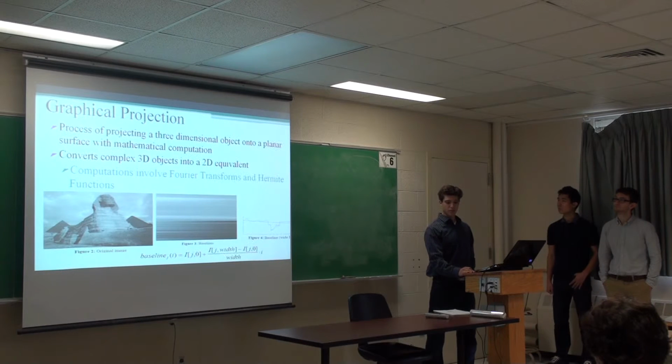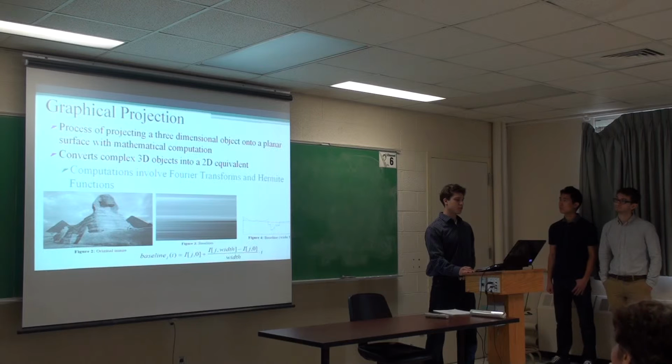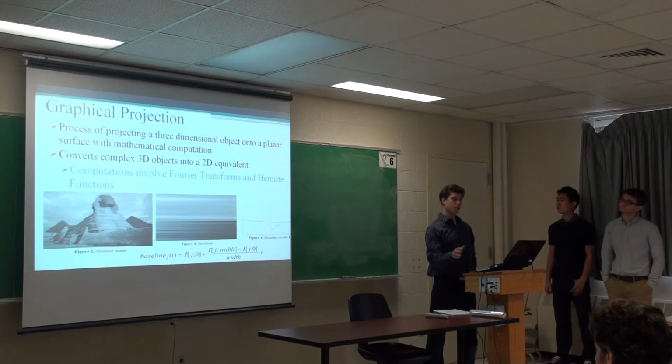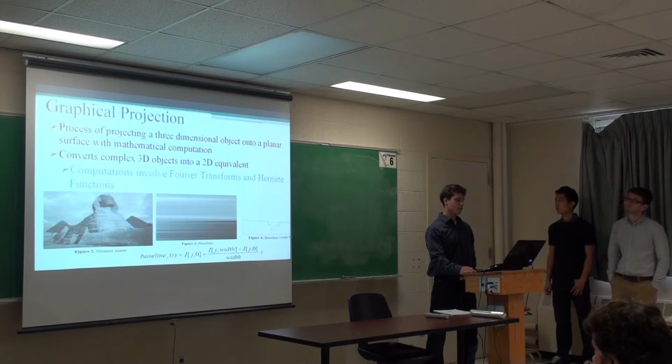Graphical projection is another technique of image processing. It is the process of projecting a three-dimensional object onto a planar surface with mathematical computation. This is similar to how an architect would draw 3D objects to make them look 3D on a 2D sheet of paper. In digital signal processing, this is accomplished through mathematical functions that convert 3D objects into a 2D image. Computations involve Fourier transforms and Hermite functions.